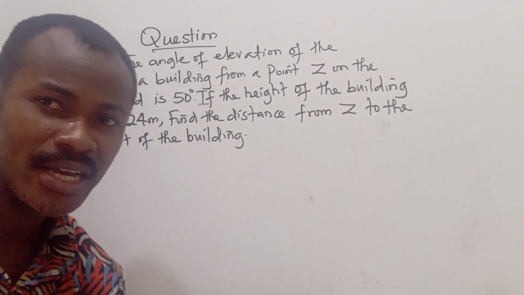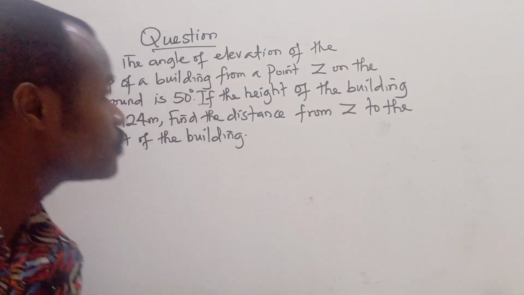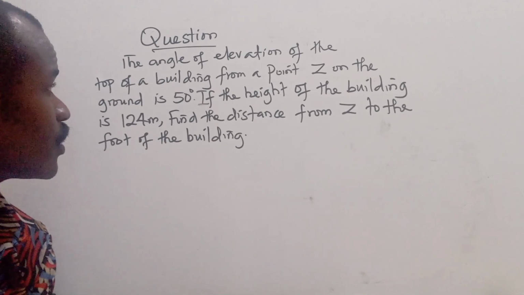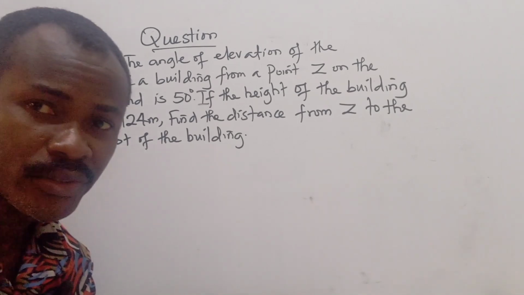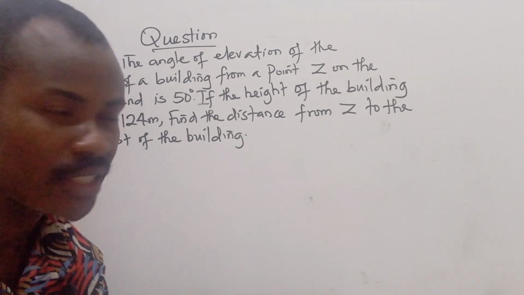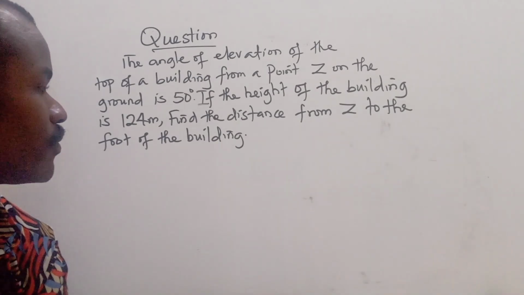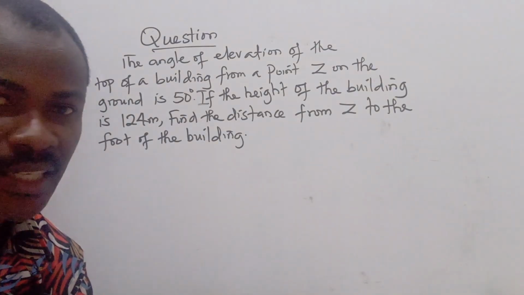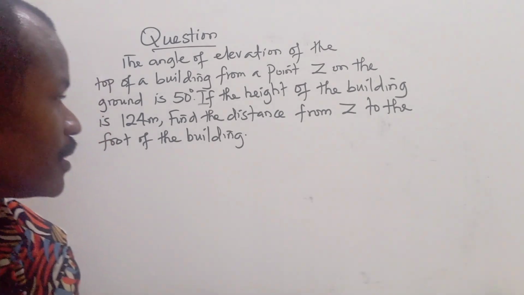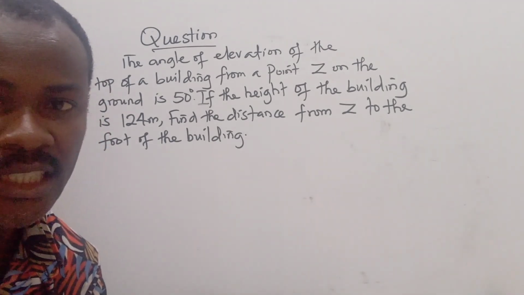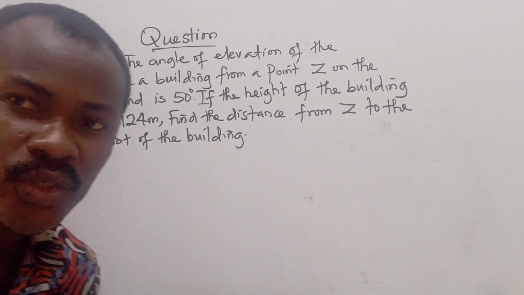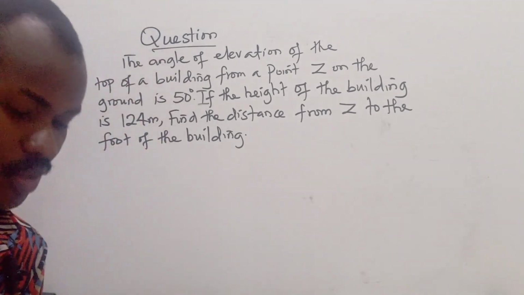All right, so I'm going to read out the question before we solve. The question says, the angle of elevation of the top of the building from a point Z on the ground is 50 degrees. If the height of the building is 124 meters, find the distance from Z to the foot of the building.